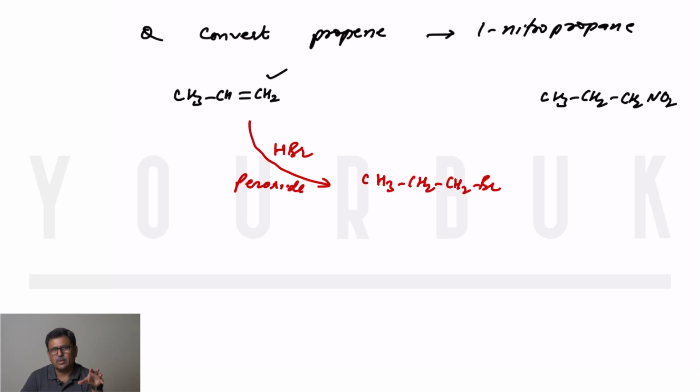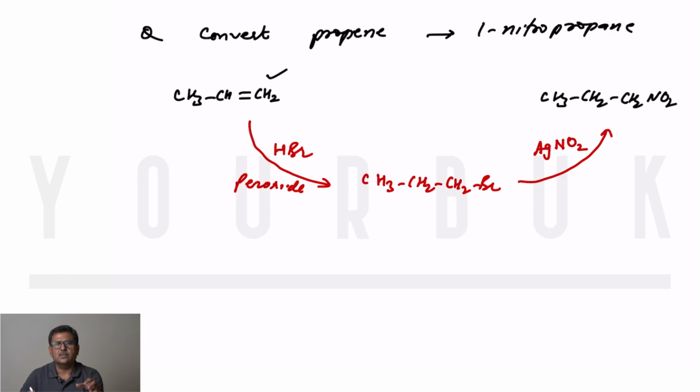And then we replace. Once we have a halogen, our work becomes very simple, because X is a very good leaving group. Halogen is a very good leaving group, and halogen can be replaced by any group of your choice. You just decide, I want this group. So now our aim is to replace bromine by NO2, so we write AgNO2.